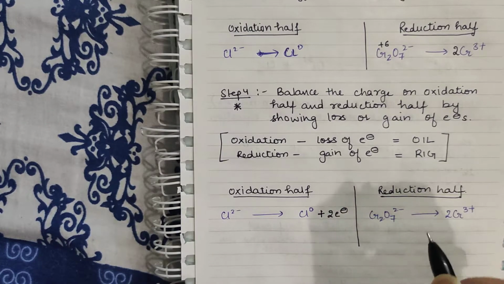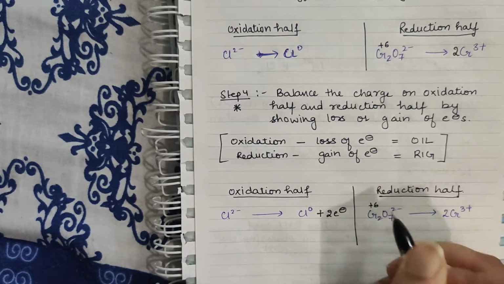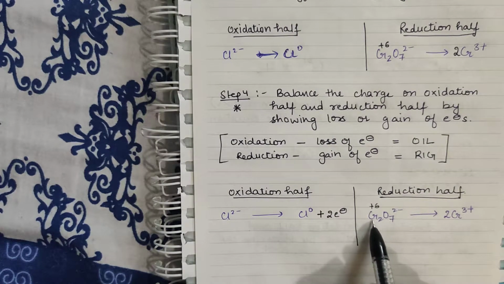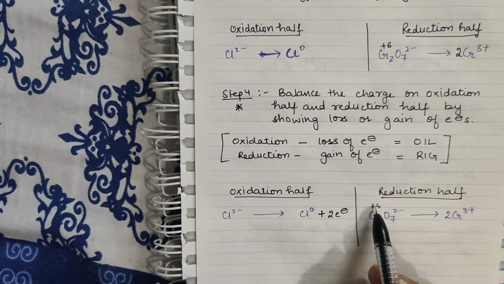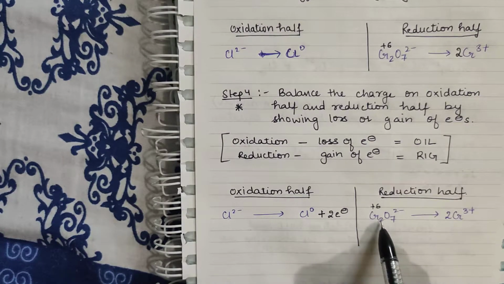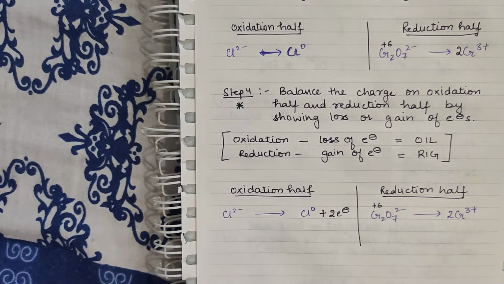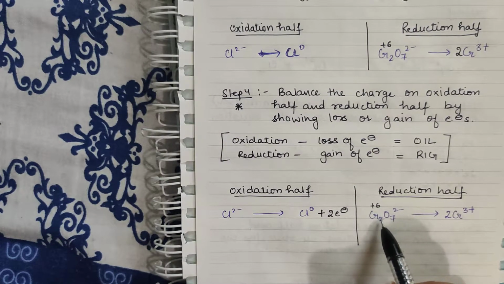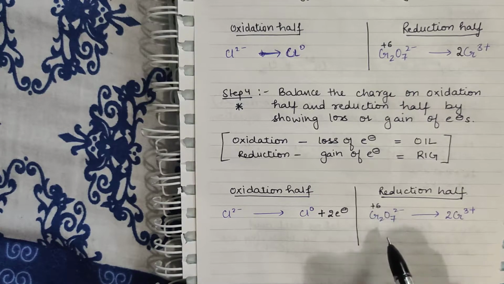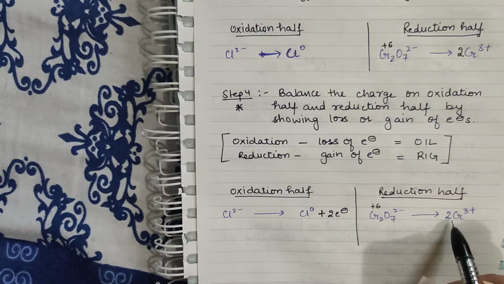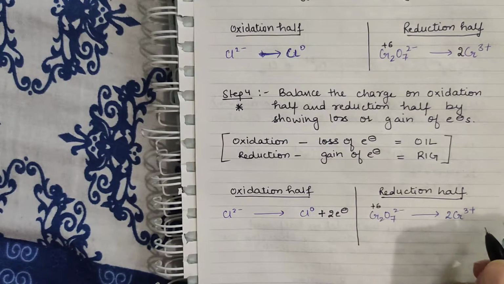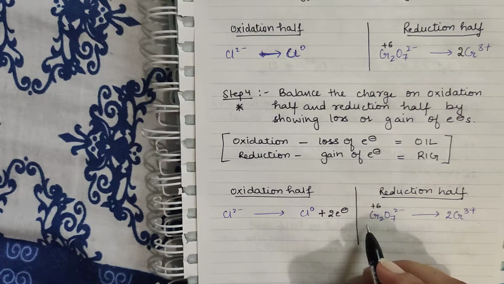Now next is the reduction half. The charge over here is plus 6 and over there it is plus 3. Let's observe it carefully. There are 2 chromium atoms, so that means 2 times 6 is 12. The total charge on the chromium, because it's a dichromate, will be 2 times 6, 12. Whereas over here, 2 times 3 is 6. So over here the total charge is 12 and over there the total charge is 6.